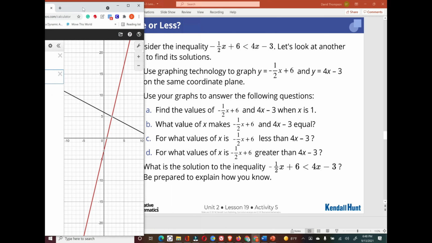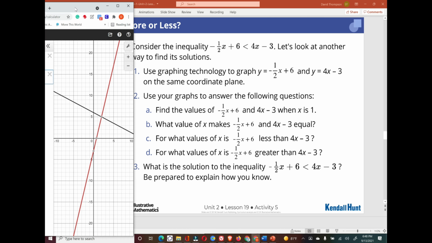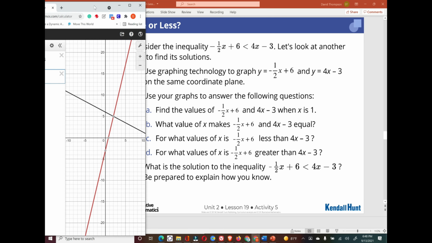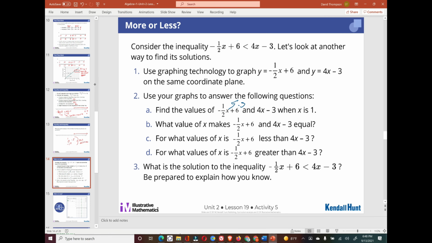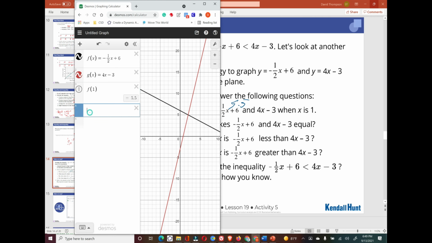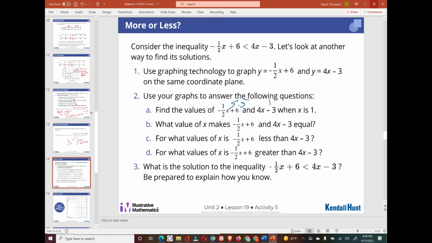So now we can answer the following questions. Find the values of negative 1/2 x plus 6 and 4x minus 3 when x is 1. Since I used function notation, all I have to do is say f parentheses 1, and that gives me the correct answer of 5.5 for the first equation. I'm going to do the same thing for the g equation. G of 1, and we get the correct solution of 1, we plug it in.